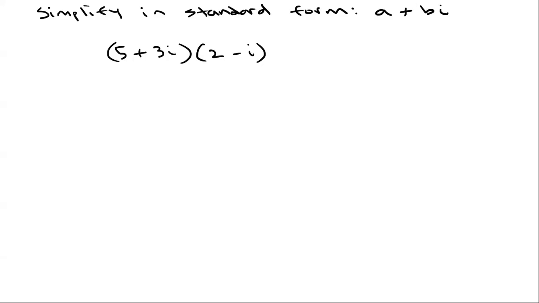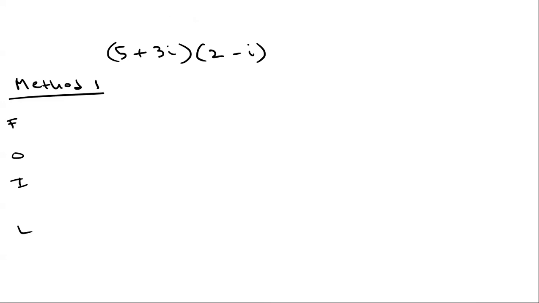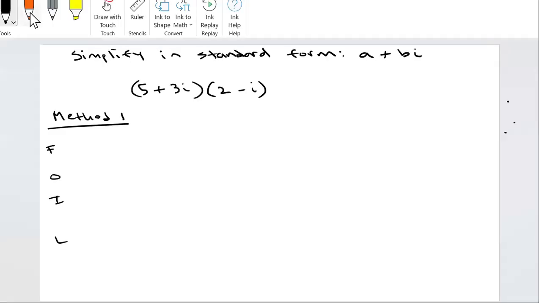All right, so we want to multiply these two complex factors here. And I'm actually going to show you two ways to do this, okay? The first way is what a lot of people are familiar with, which is using the FOIL method, right? So I'll write method 1, the FOIL method. So first, outer, inner, last.